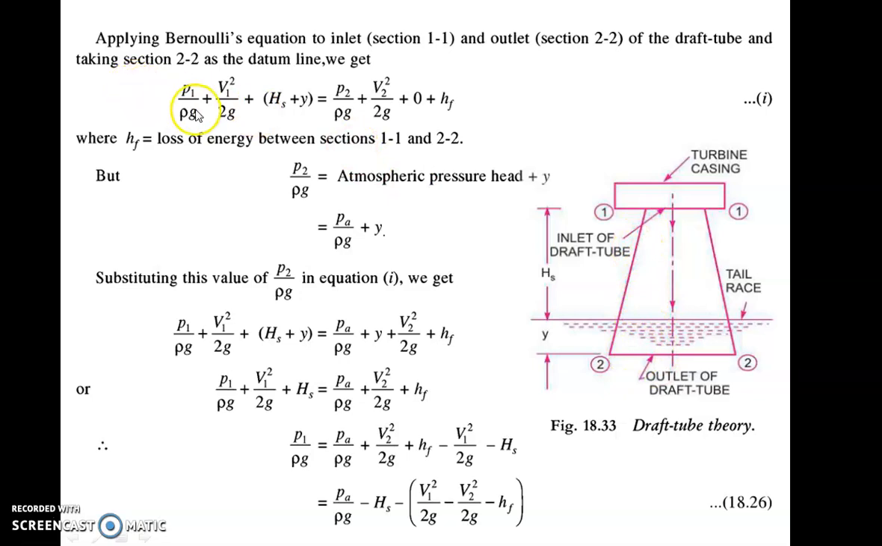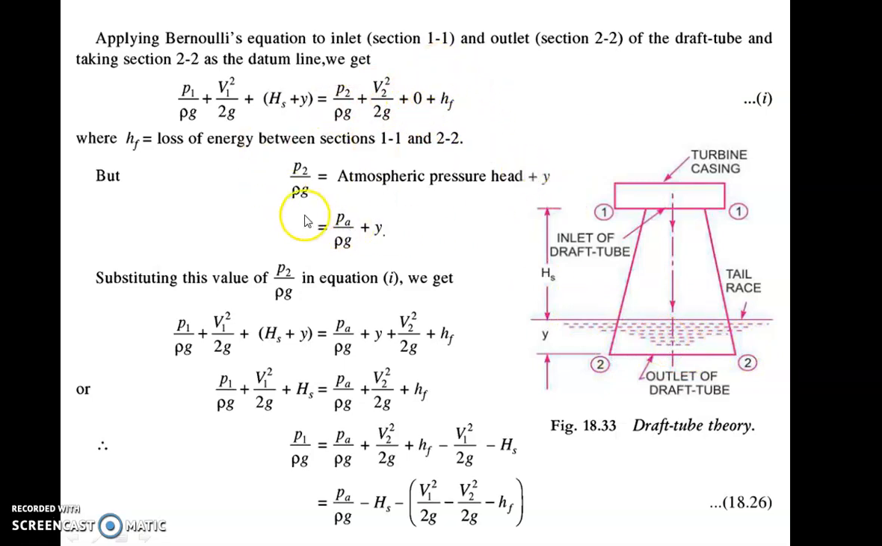Okay, so if you see P1 by rho g plus V1 square by 2g plus Z1 will be HS plus Y. If you take reference as the 2-2 section, then Z1 will be HS plus Y, and P2 by rho g as it is, V2 square by 2g as it is, plus Z2 will be reference, so it will be 0, and HF is the loss of head.